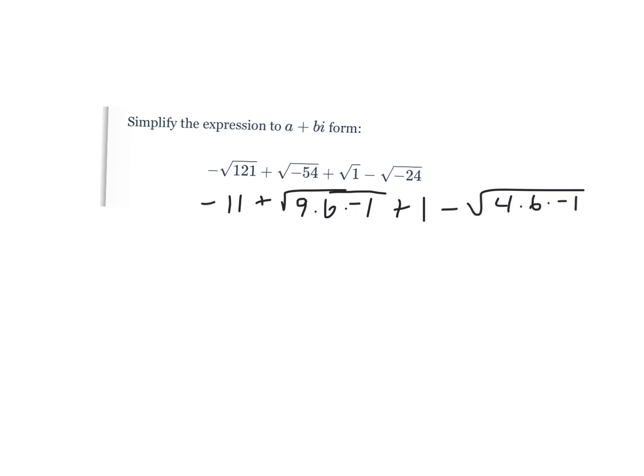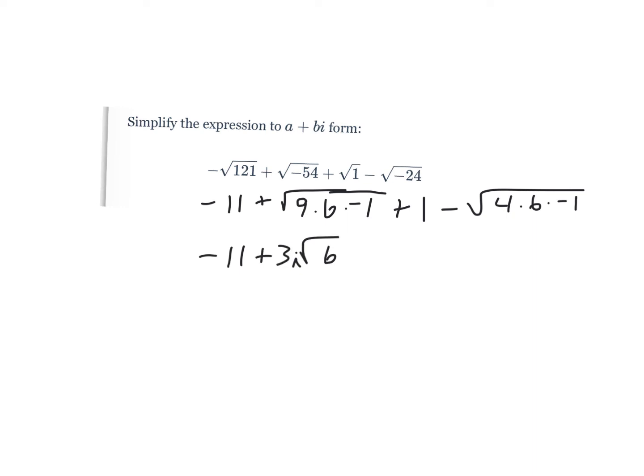So if I keep working this down, I'm just going to bring down my negative 11 from the first term. And then the square root of negative 54. Well, the square root of 9 is 3, so 3 is going to come outside. And then the i is going to come outside, and what's going to be left is just the square root of 6. So I'm going to write this as plus 3i square root 6.